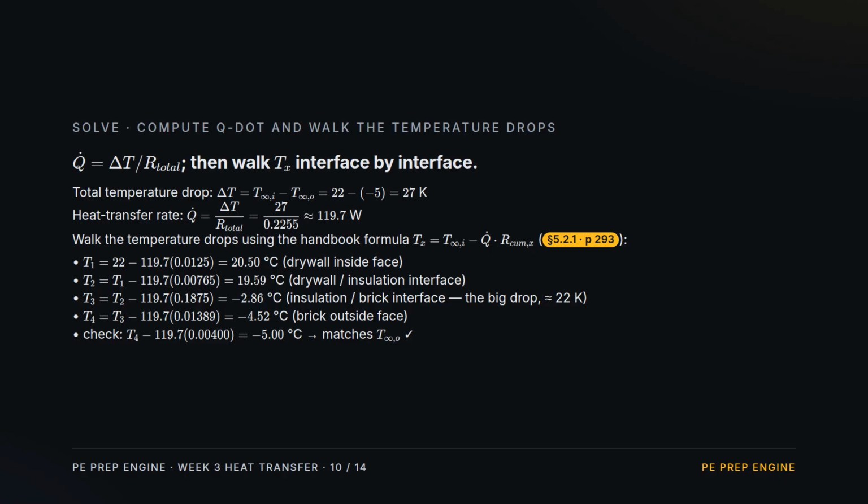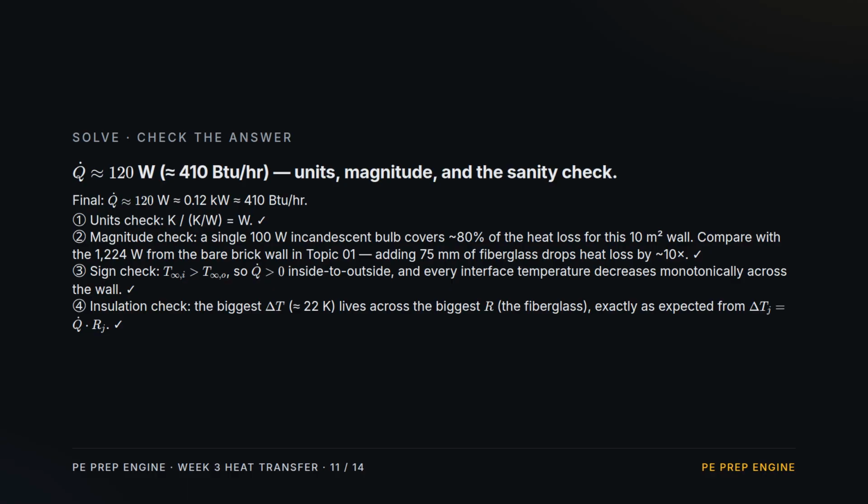Total drop is 27 Kelvin, so Q dot is delta T over R total, about 120 watts. Then walk the interfaces. Tx equals T inside minus Q dot times the cumulative resistance up to that point. The faces step down from about 20.5 at the drywall to -4.5 at the brick, the big drop across the insulation. Dropping the outside film lands back at -5. Final answer, about 120 watts.